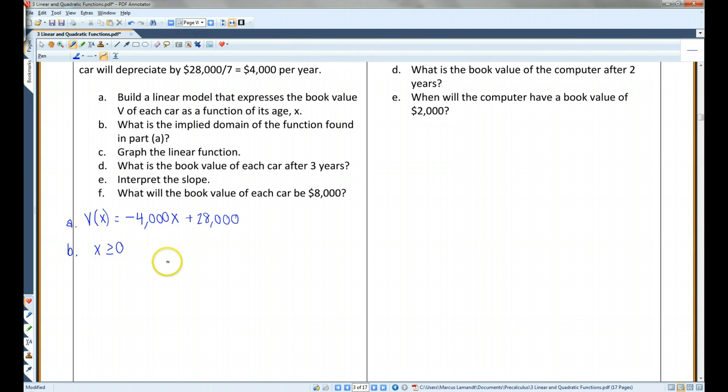Also, the value of the car can't be negative. So if you were to plug in 7, because after 7 years it's depreciated entirely, v of 7 equals 0. So x has to be less than or equal to 7. So the implied domain is, I'm going to write this in set notation, x such that x is in between 0 and 7.